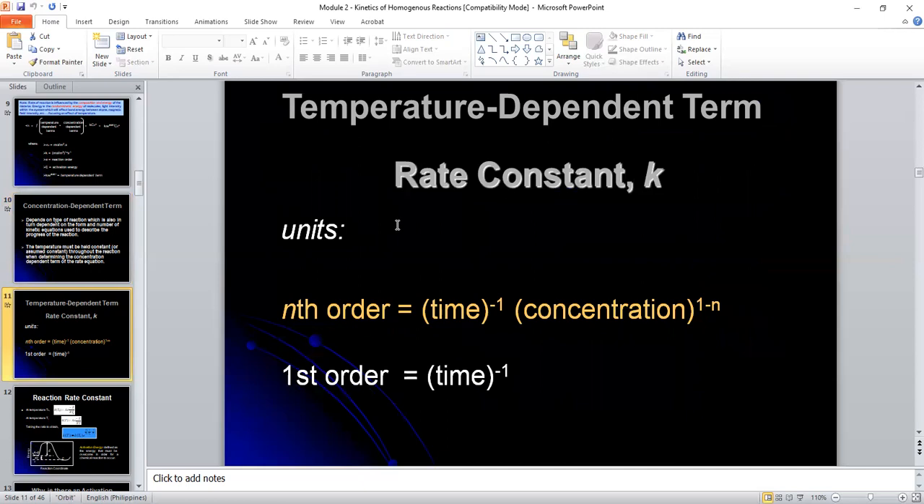Again, the temperature-dependent term is the rate constant k and its units are based on this. The time unit is raised to -1 and the concentration units are raised to 1 minus n.